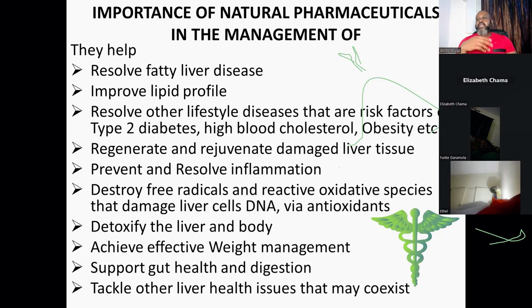You have to support gut health and digestion as well. These natural pharmaceuticals help us to achieve this. We have probiotics, we have fiber and all that. Soluble fiber, of course. They also help to tackle other liver health issues that may coexist. For instance, one may have fatty liver disease and may also have a liver disease in quotes, like recurrent malaria, probably as a result of poor immunity. Malaria is actually a liver disease, but people don't know, because there is what we call the latent phase of the schizontocytes, or the tissue schizonts.